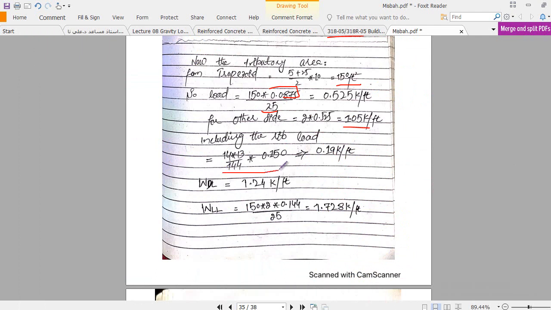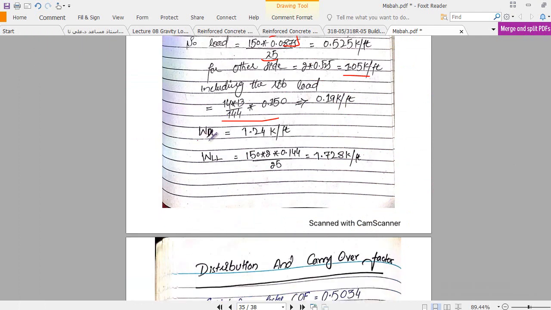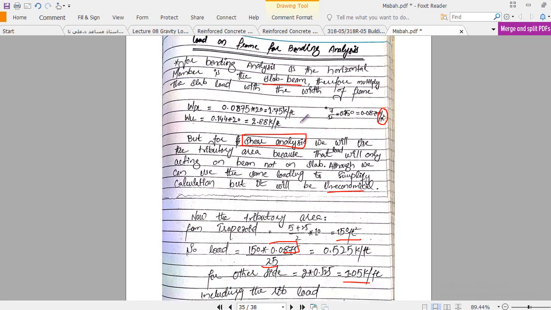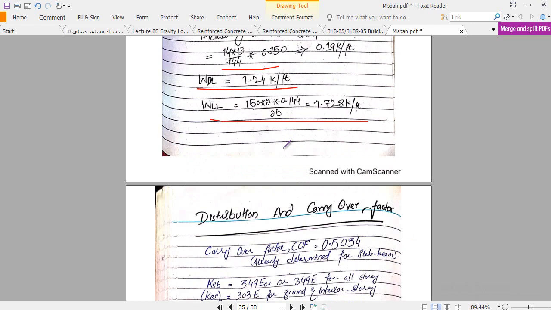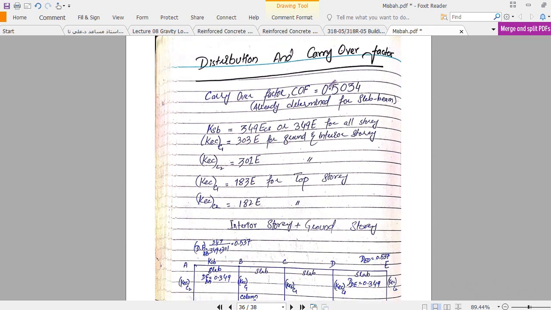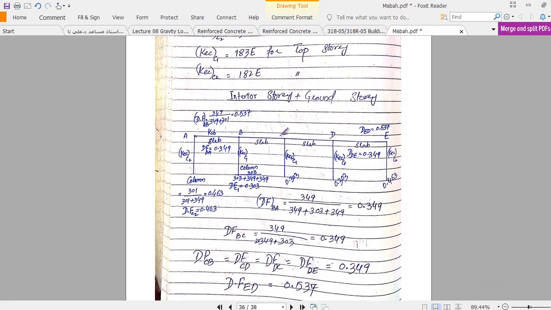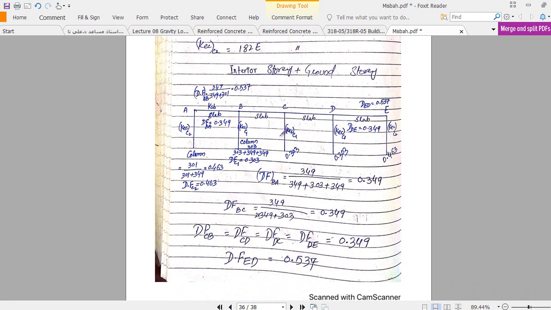So we include the rib load, and in this case the dead load will be this one and the live load will be this one. Remember, these loadings will be used for shear analysis in later stages, but these loadings will be used for bending analysis, for bending moment calculation in case of the slab beam.